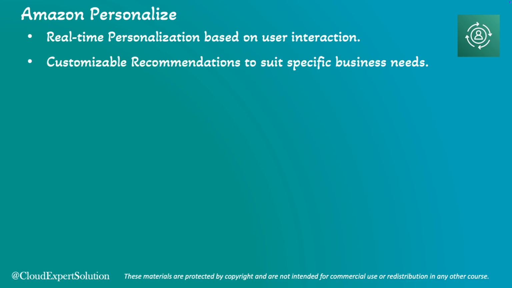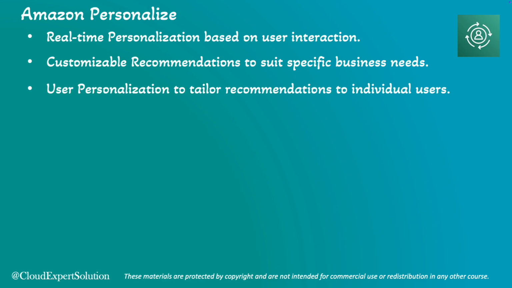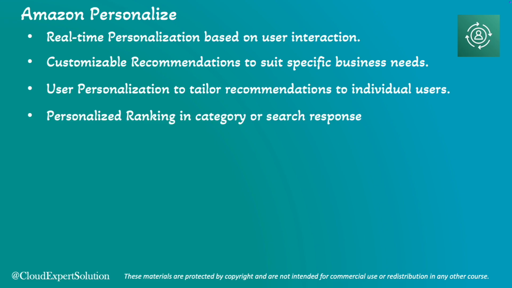You can also customize the recommendations to suit your specific business needs, and that includes filtering the results, adjusting the weight of different factors, and more. Amazon Personalize tailors recommendations to individual users based on their behavior, preferences, and purchase history or shopping history. That helps boost customer engagement and satisfaction for e-commerce companies. Amazon Personalize can re-rank items in a category or search response based on user preference or history, ensuring that the most relevant items are shown first.